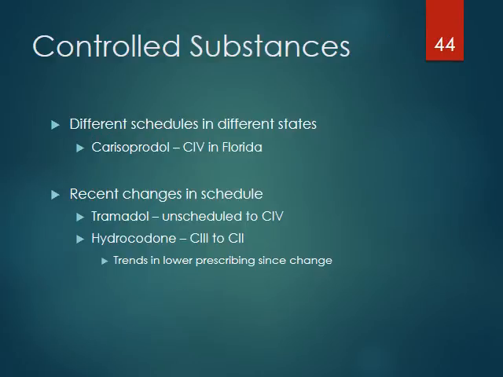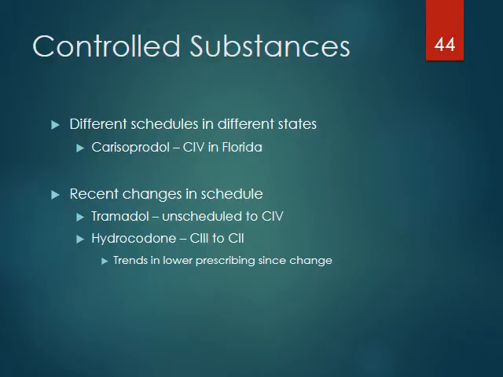You'll see that certain medications may have a different schedule depending on the state that you're in. So a good example of this would be carisoprodol. The brand name for that is Soma, and it's a muscle relaxant that is commonly abused, especially in conjunction with other analgesics, other opioids. And so this one is actually a C4 here in Florida, but in a lot of other states you'll see that it's not controlled at all.